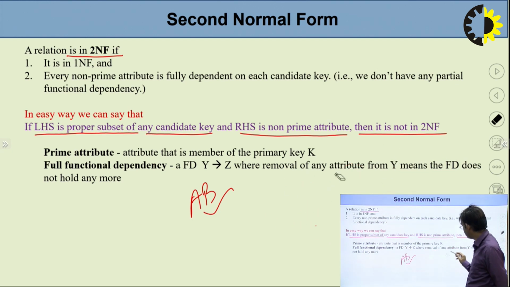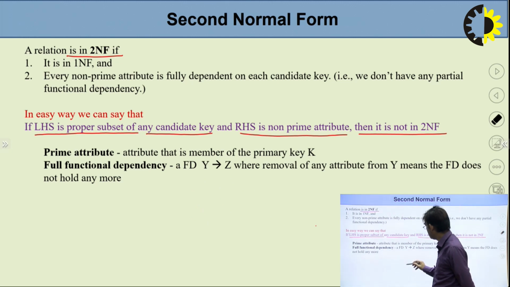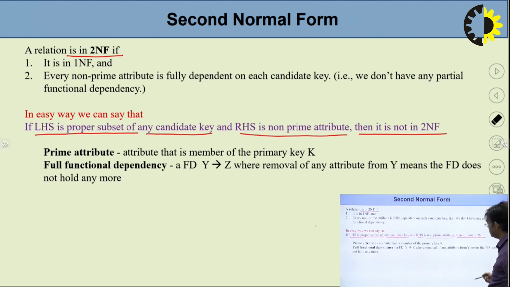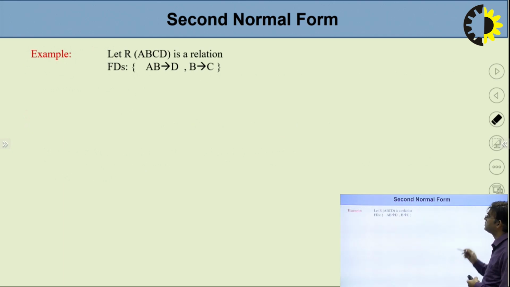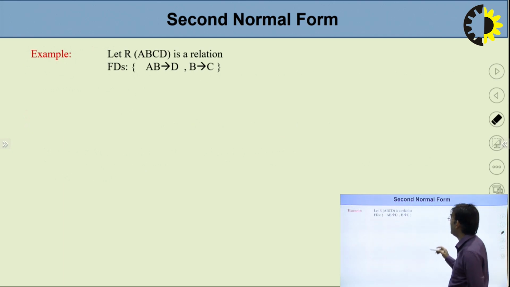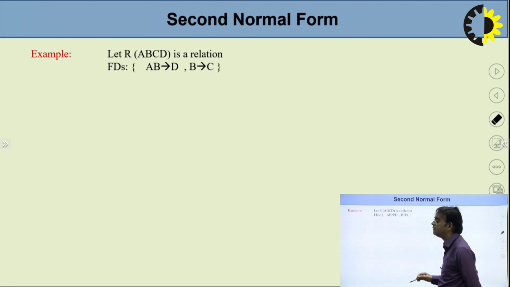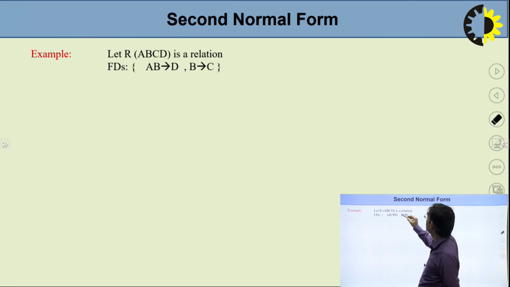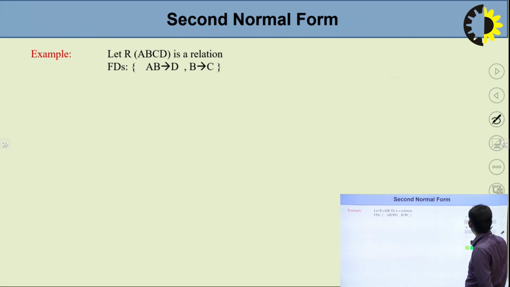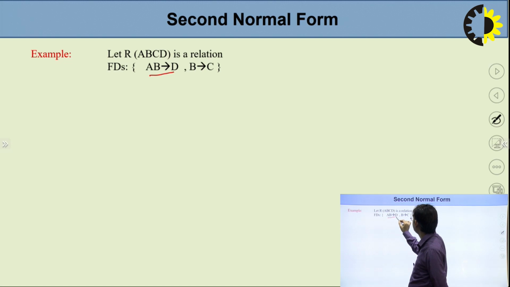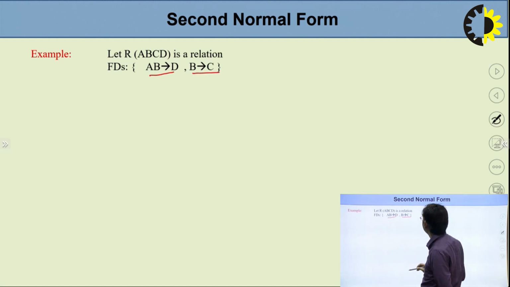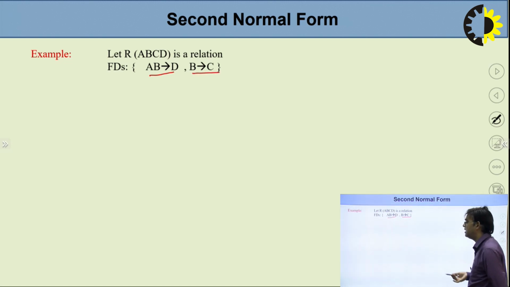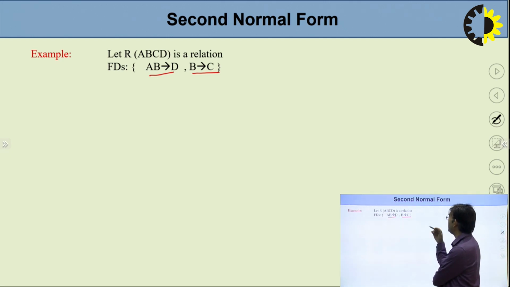Now we have to take an example to convert a relation into second normal form. Let's suppose this example is given. Let R(ABCD) be a relation, and there are some functional dependencies: AB tends to D and B tends to C. We have to check whether the relation is in second normal form or not. If it's not in second NF, we have to convert the relation into second normal form.